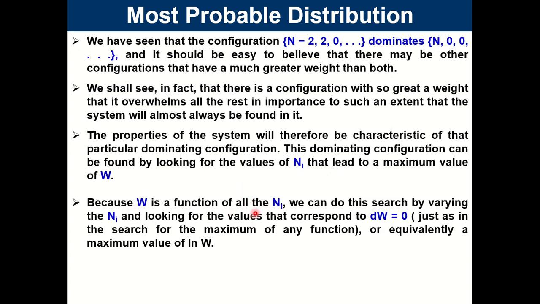Because W is a function of ni, we can do this search by varying the ni and looking for the values that correspond to dW is 0. So for the most dominating configuration, if you plot W versus n and perform dW by dn, you can find the maximum. If you plot the first derivative, you can find out where dW is getting 0. You have already applied the first derivative method in some practical classes in the lab, so you are aware of how to find the maximum of a function by performing this.